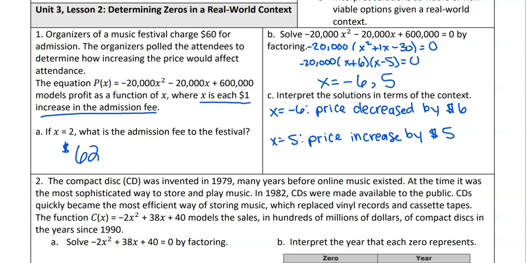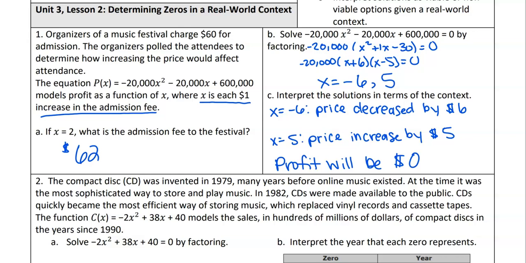Solutions are when Y equals what? When Y equals 0. So if I decrease the ticket by $6 or if I increase the ticket by $5, what is my profit going to be both times? 0. So if this happens, profit will be $0.